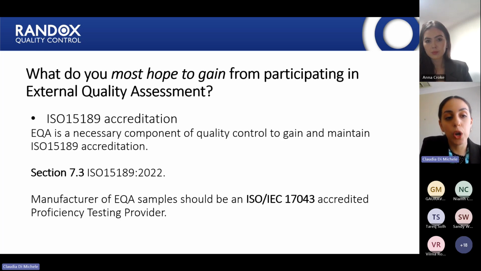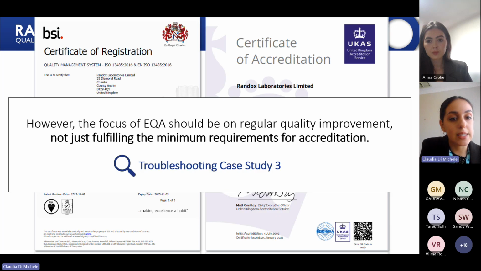But importantly, if you do hope to use EQA as a feature of your accreditation, it's essential to make sure the manufacturer of your EQA samples is an ISO IEC 17043 accredited proficiency testing provider. So these are an example of some of the certificates that you might be able to ask your proficiency testing provider for, just to show that they are an accredited body that is able to run these programs.